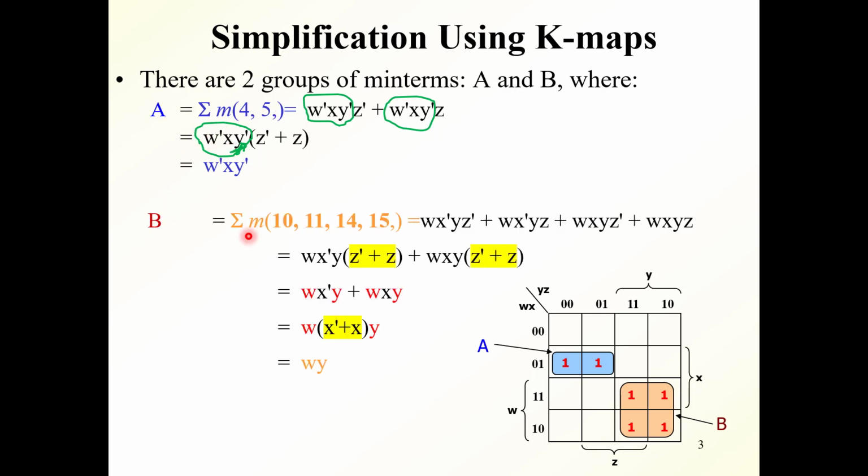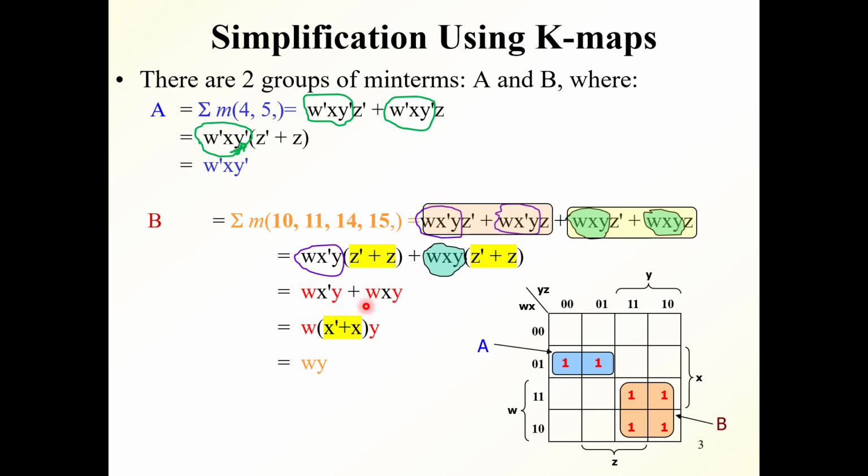For group B, which is sum of minterms 10, 11, 14, and 15, we have these two terms together, and these two terms together. There is something common between these two terms, which is w x bar y. We take it out, and we are left with z bar or z. From these two terms, we have x, y, w common between these two terms, which is this. We're left here with z bar or z. Of course, this is equal to 1, and this is equal to 1. So we are left with this.